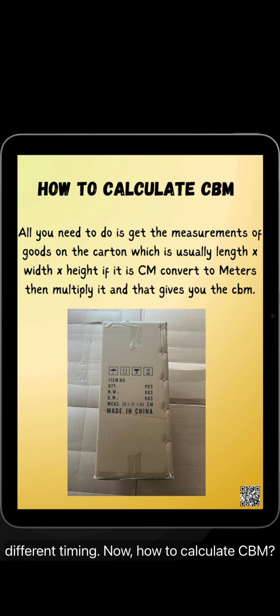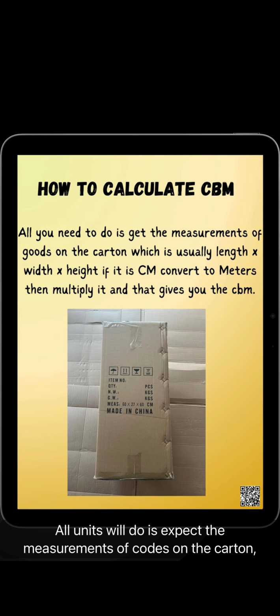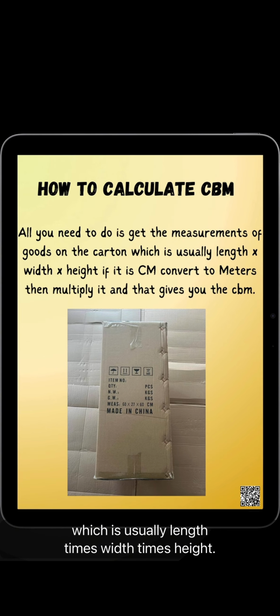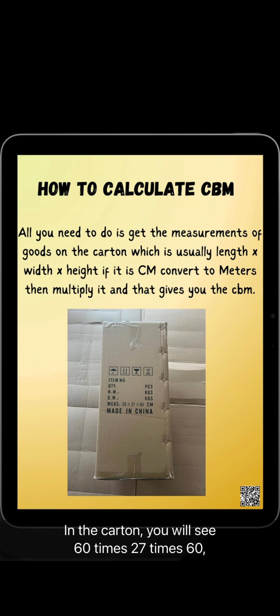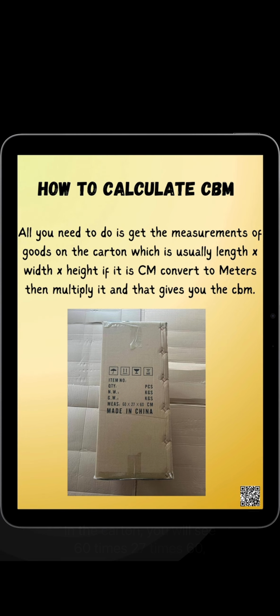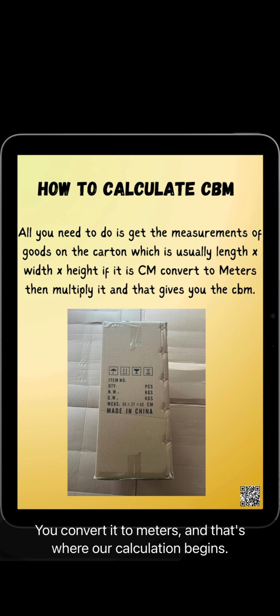Now, how to calculate CBM? All you need to do is get the measurement of the goods on the carton, which is usually length times width times height. If it is in cm, convert to meters, then you multiply it, and that gives you the CBM. Please refer to the carton in this picture. On the carton, you will see 60 times 27 times 60, which is length times width times height. You convert it to meters, and that's where our calculation begins.